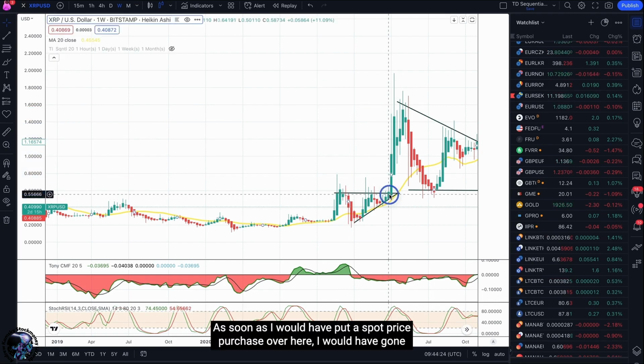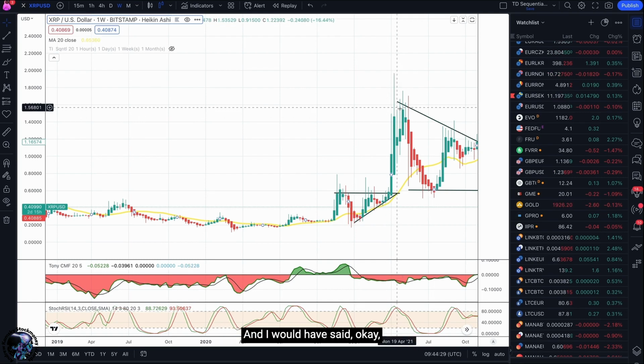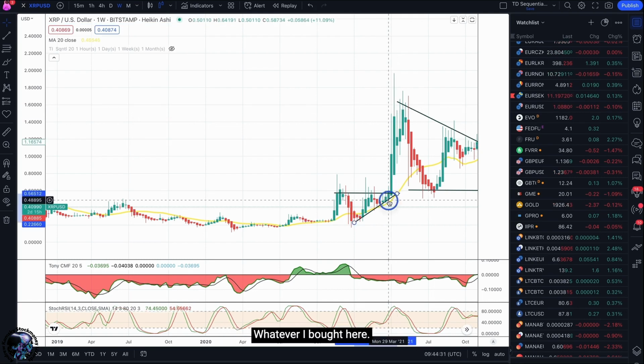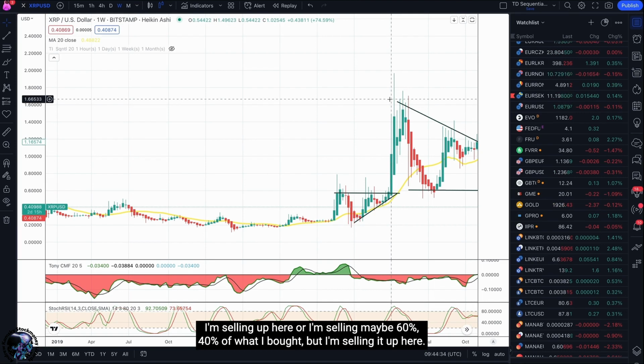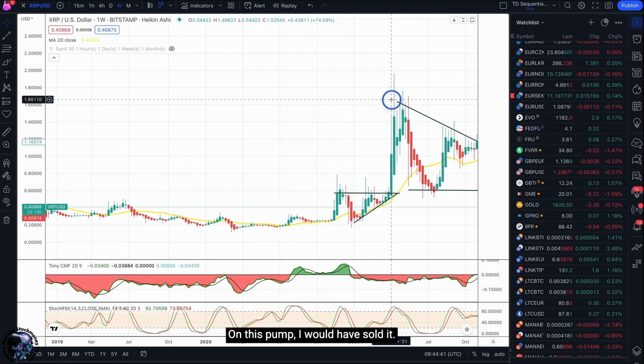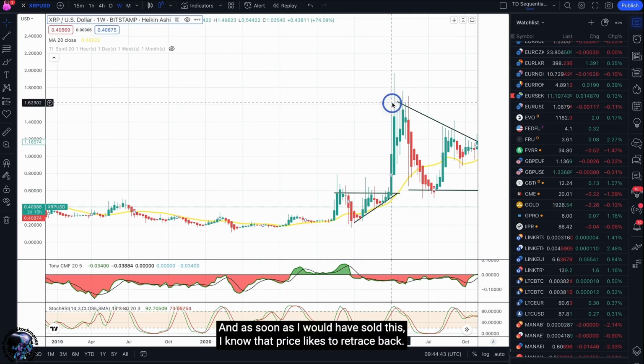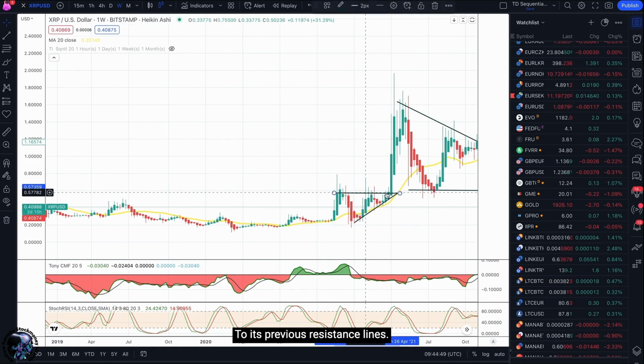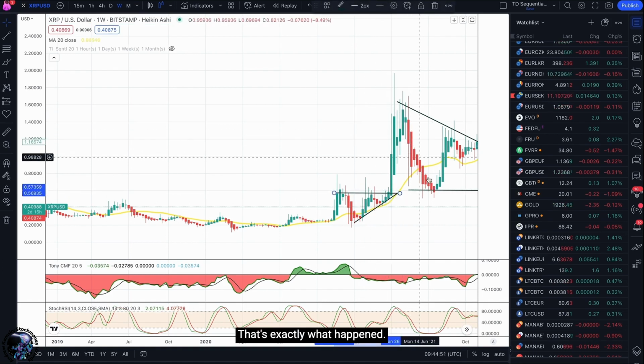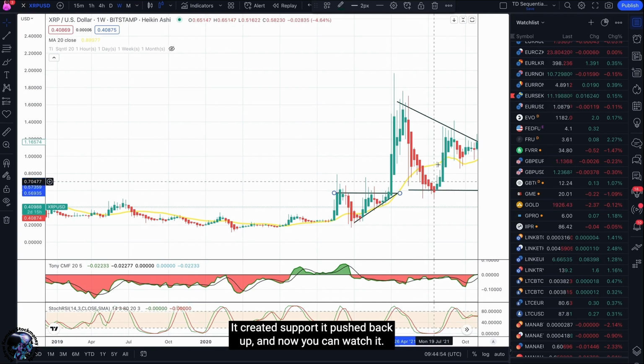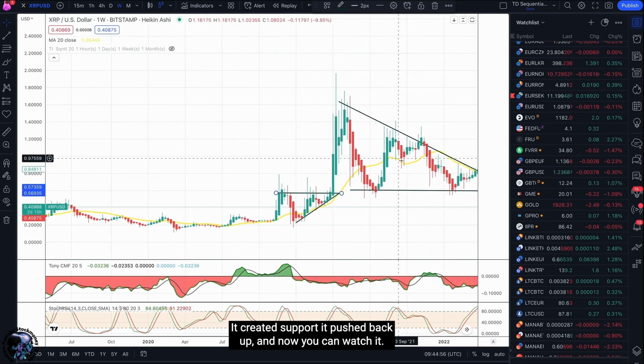As soon as I would have put a spot price purchase over here, I would have gone up to this level, which we saw before, and I would have said, okay, whatever I bought here, I'm selling up here, or maybe 60%, 40% of what I bought. On this pump, I would have sold it, and I know that price likes to retrace back to its previous resistance lines. That's exactly what happened. It created support, it pushed back up, and now you can watch it.